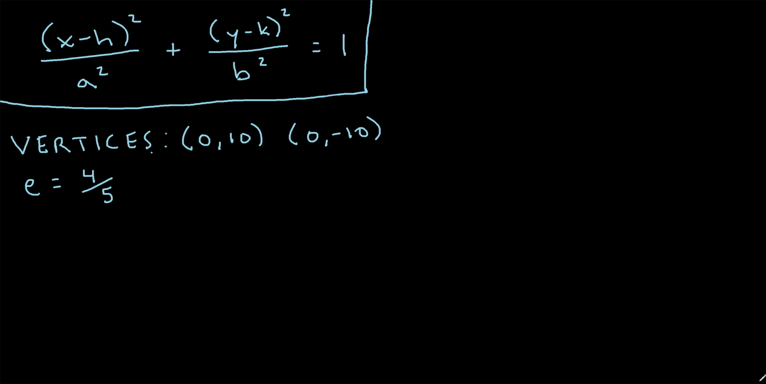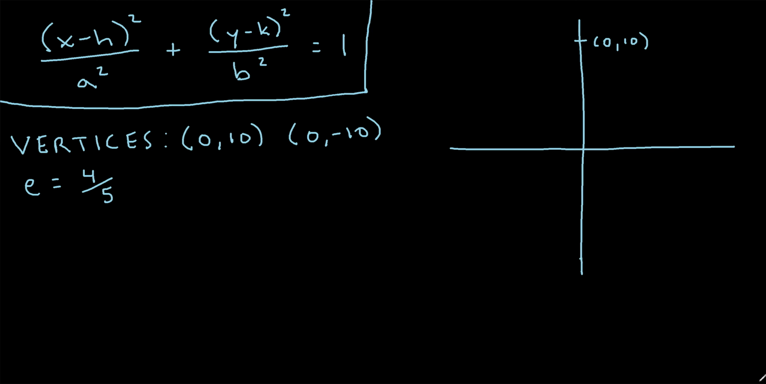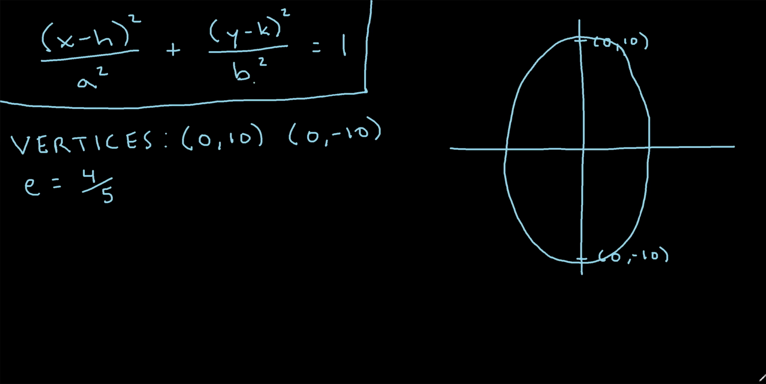Let's say we're told that some ellipse has the vertices located at (0, 10) and (0, negative 10). And let's say we're told that the eccentricity of this ellipse is 4/5. So it helps if we can sketch this situation. So our vertices are (0, 10), so let's say right here is (0, 10), and the other vertex is at (0, negative 10). So we know that this ellipse will have a shape that's something like this. It's a vertical ellipse.